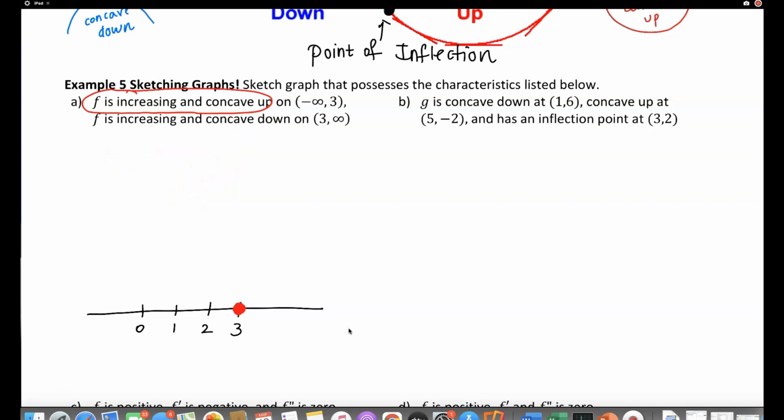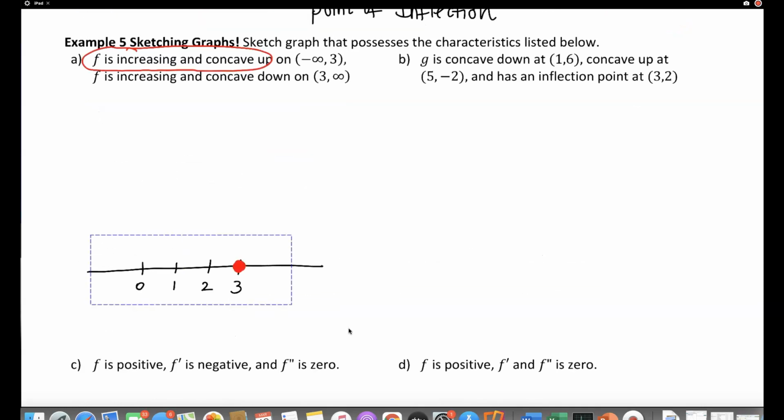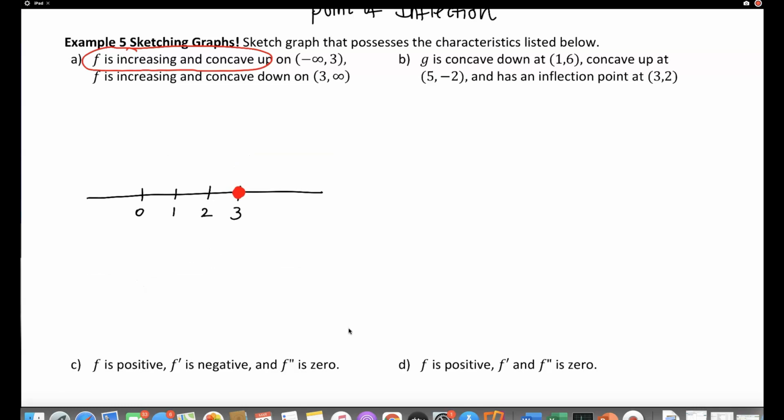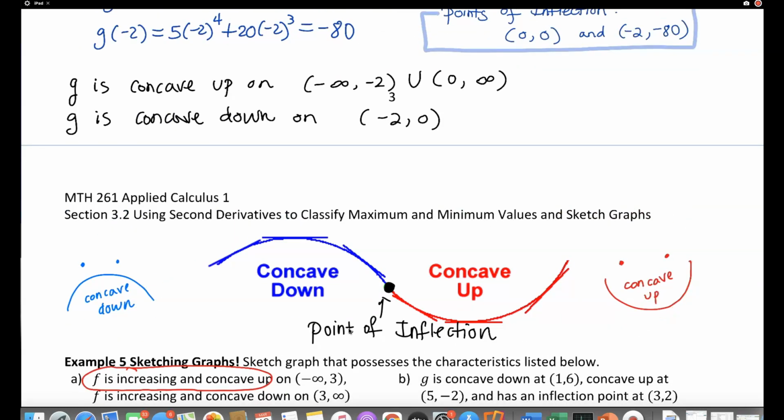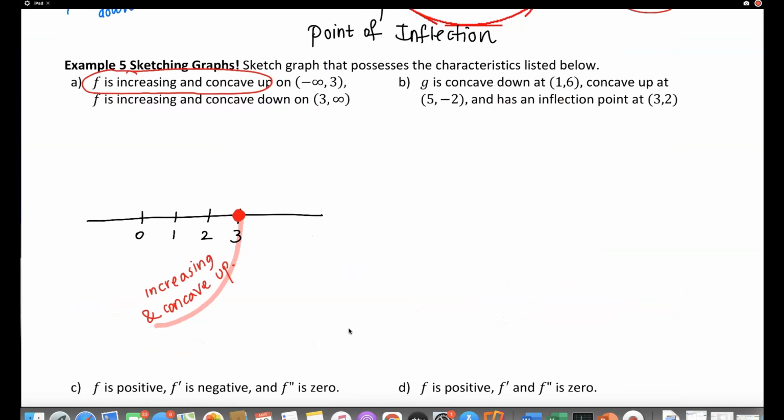So what I will do is I will sketch a graph to the left of positive 3. That will look like this. Hold on. It will look like it's coming up like this. Well, this is increasing and concave up. Right? It's going up from left to right, and it is concave up because it's part of the smiley face. I hope that makes sense. All right, how about the second part? I do want to underline these so that you can see this was increasing and concave up to the left of 3.